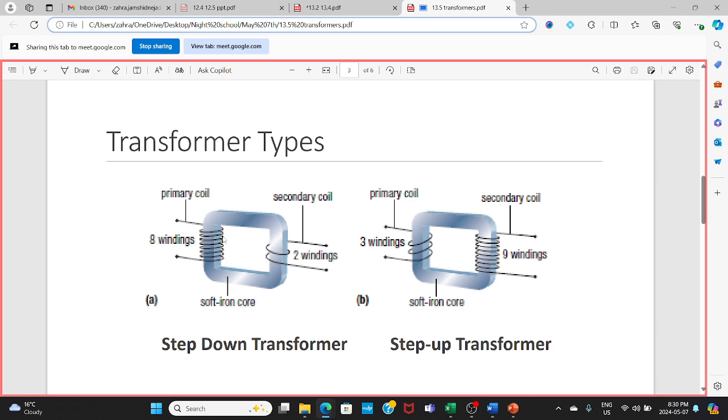Anyway, you see we have windings for a step down. You have more windings on the primary coil than the secondary coil. And in a step up, you have fewer windings or loops in the primary coil than the secondary. Okay. You see there is a soft iron core here.